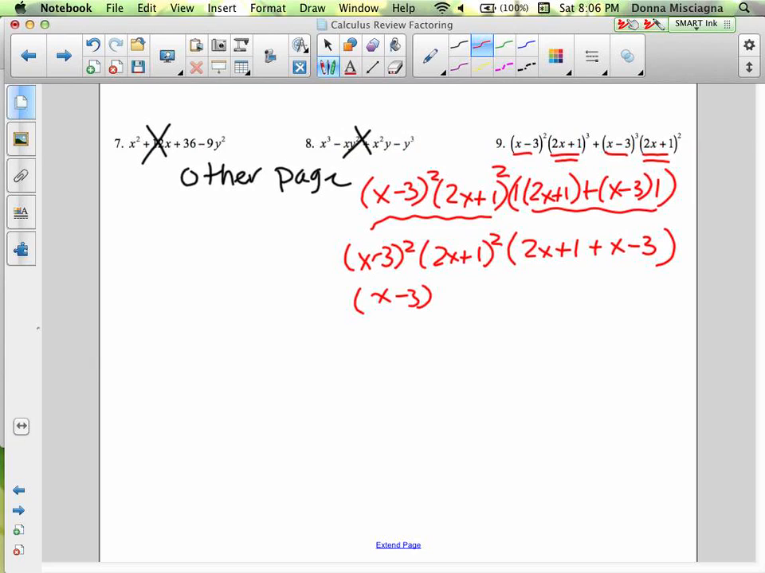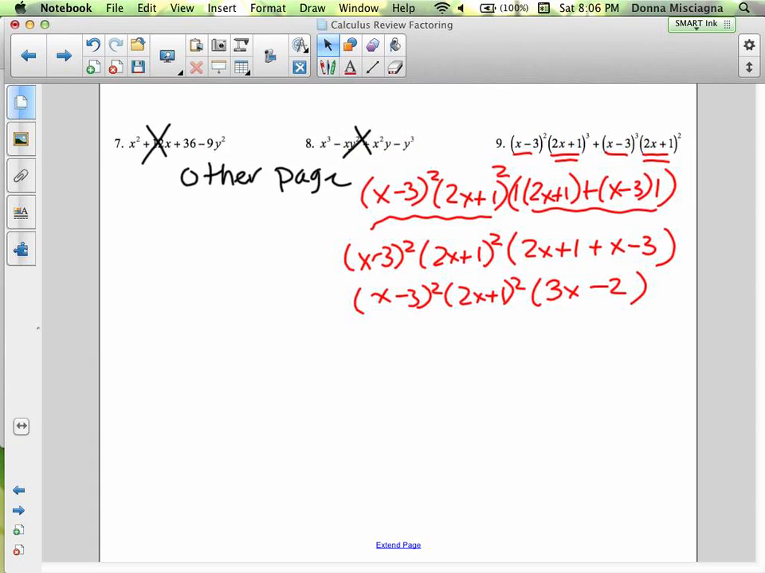x minus 3 squared times 2x plus 1 squared times 3x, 2x plus x, minus 2, 1 minus 3. There we go. We're done. So we factor out the repeating factors, and then we combine any like terms, and that's it.